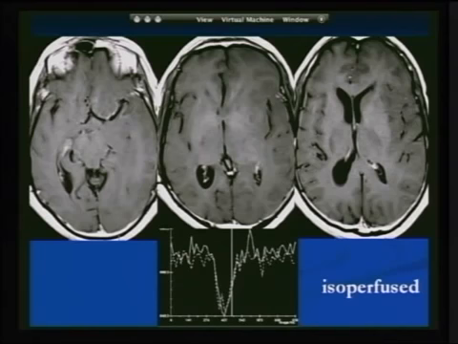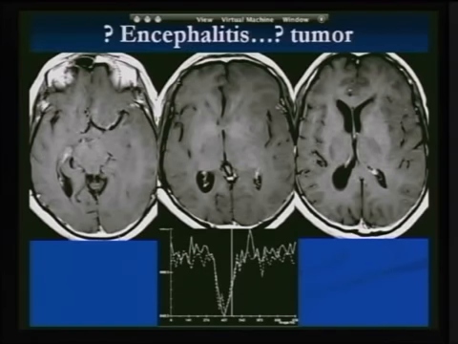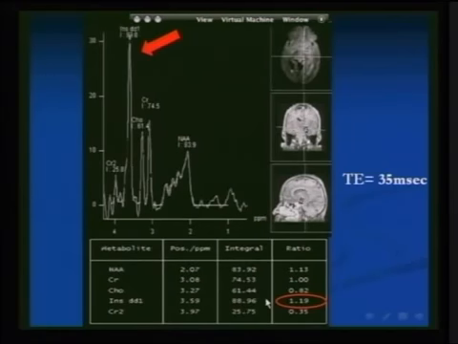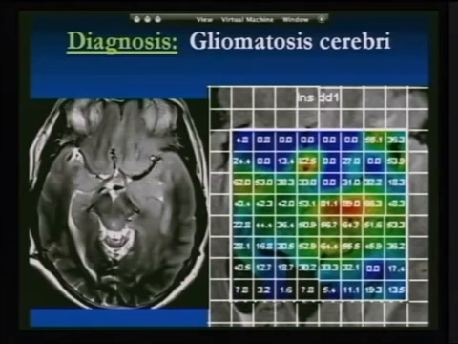So what do you think? Is it a tumor or is it encephalitis? Again, do we proceed to biopsy? Just resort to the simple maneuver. Here we can see that the NAA is low, NAA choline ratio will be less than 0.5, and with using long TE, the myoinositol is very high, and again, these are the criteria for gliomatosis cerebri, and it wasn't encephalitis, and proven by biopsy to be gliomatosis.